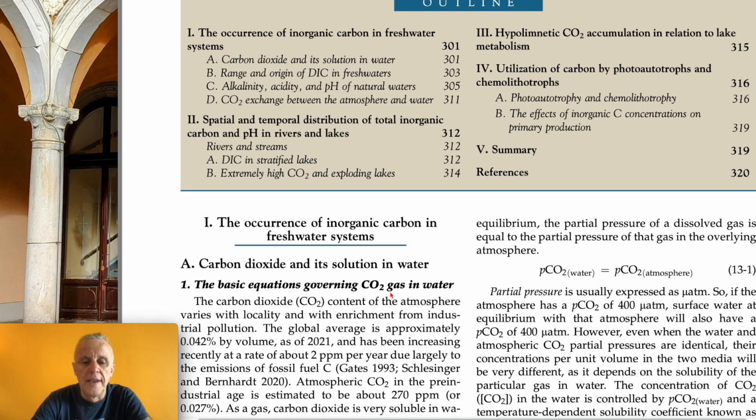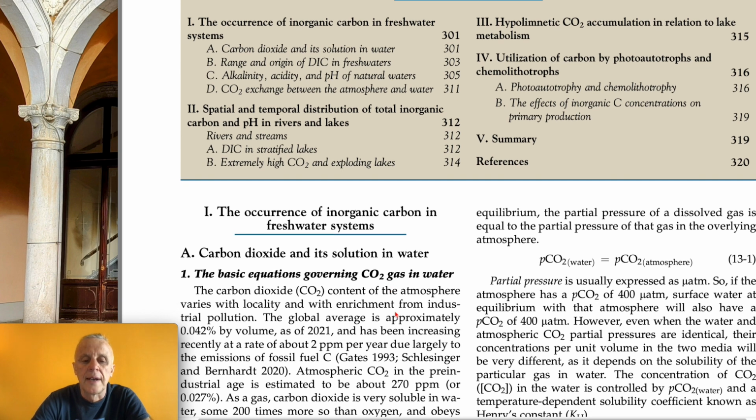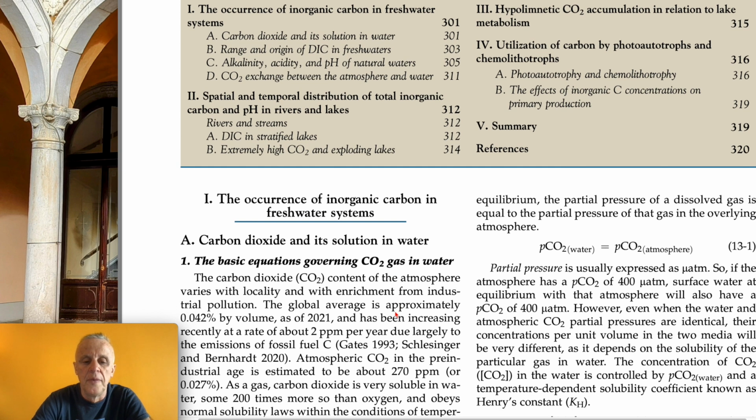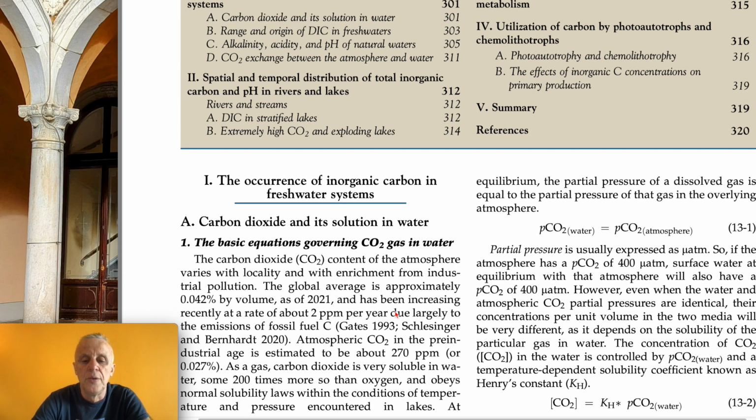The occurrence of inorganic carbon in freshwater systems, carbon dioxide and its solution in water, the basic equations governing CO2 gas in water. The carbon dioxide content of the atmosphere varies with locality and with enrichment from industrial pollution. The global average is approximately 0.042% by volume as of 2021 and has been increasing recently at a rate of about 2 ppm per year, due largely to the emission of fossil fuels. Atmospheric CO2 in the pre-industrial age is estimated to be about 270 ppm, or 0.027%.